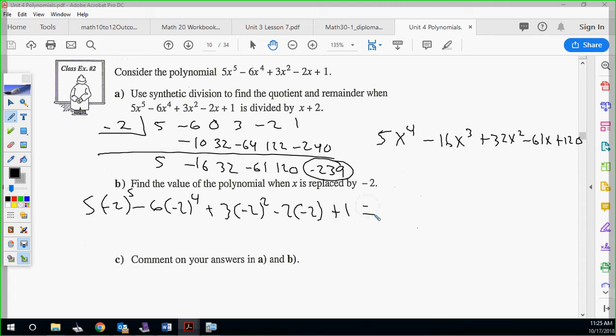So when you plug that in, and if you calculate that, guess what you're going to get? Yeah, you're going to get -239. You're going to get that value left over. So where did that 0 in the middle come from, guys? We've done that one twice already. There's no x cubed, right? Okay? All right, so comment on your answers in A and B. They're the same. Okay?